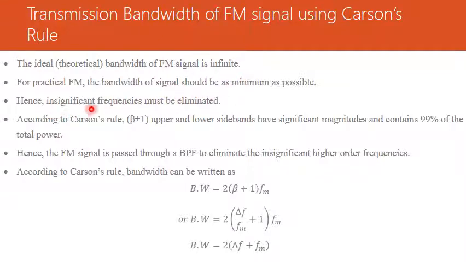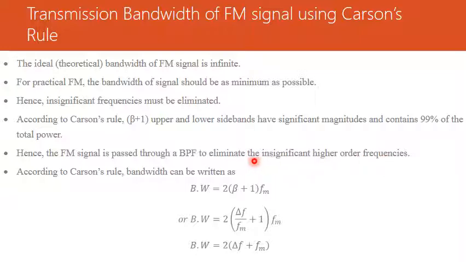Hence, insignificant frequencies must be eliminated from the frequency spectrum of the wideband FM. According to Carson's rule, the β+1 upper and β+1 lower sidebands have the significant magnitudes and contain 99% of the total power. Hence, the FM signal is passed through a band pass filter in order to eliminate the insignificant higher order frequencies.